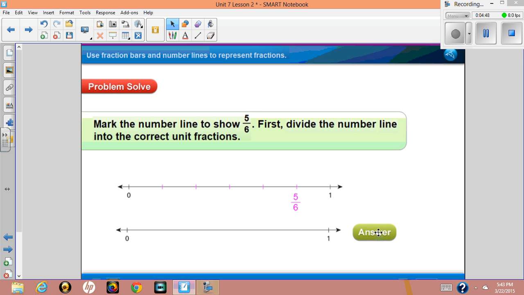So if you look, we have our 0 to 1, and it is divided up into equal parts. And we have marked or identified 5/6 because we can count 1, 2, 3, 4, 5, 6, because 6/6 is one whole. So 5/6 is represented here.